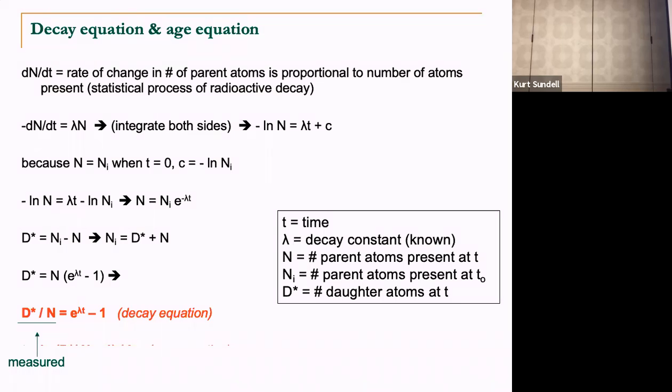And so what we end up doing is getting to this equation down here where we have the daughter over the parent, which is actually what we measure, equal to e to the lambda t minus 1. And again, we know this lambda pretty well, so we just need to solve for t.